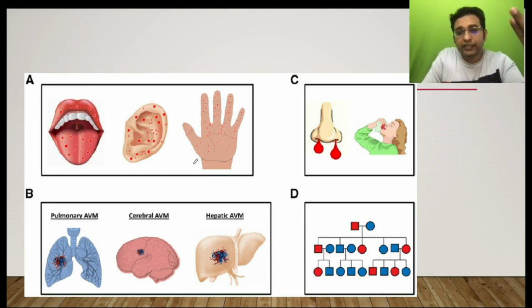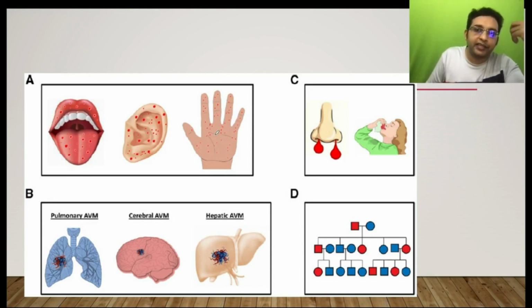And what is this Kurokawa criteria? Kurokawa criteria is used for one of the conditions exemplified by the characteristics shown in this picture. These are telangiectasias, as shown in this picture, on the mucosa, hands, etc. The disease will have AV malformations, cerebral malformations, hepatic AVMs, and there will be bleeding, etc. And the inheritance is autosomal dominant.